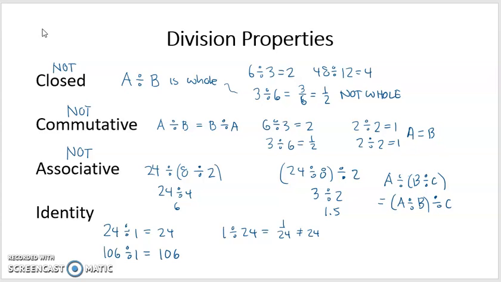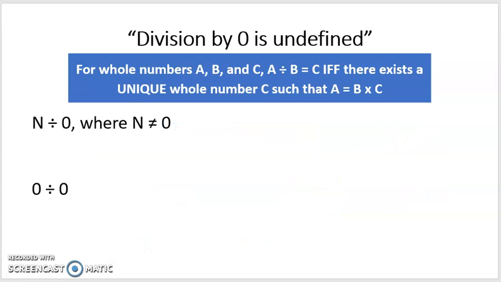Okay, so it's sort of partially true. It's a half identity, if you will, but it doesn't always work. So there is no identity element in division. Finally, let's tackle that thorny issue of division by 0.